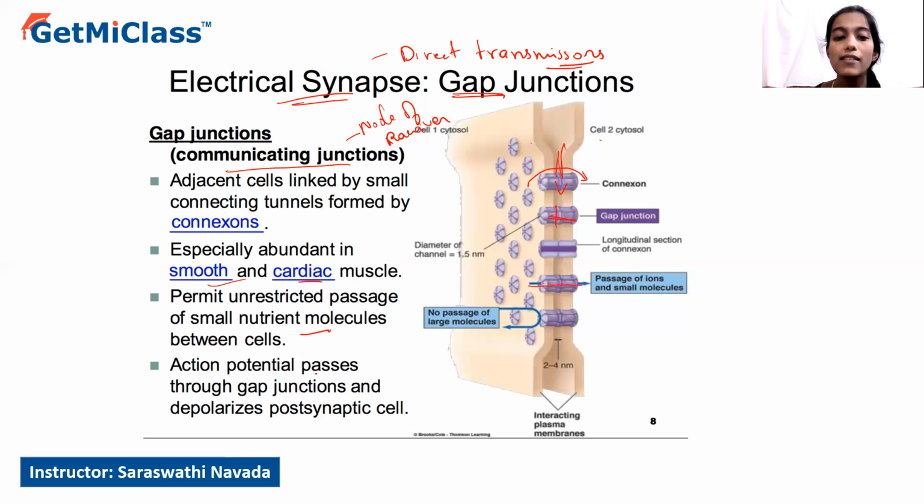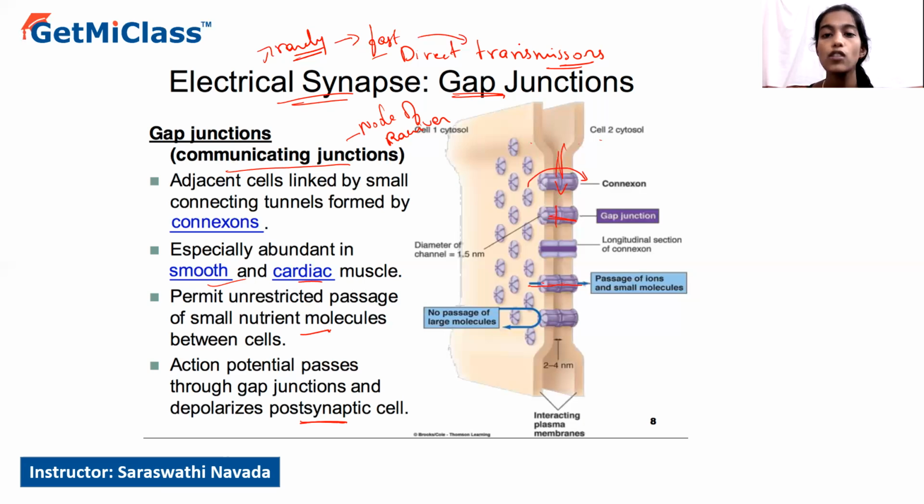The action potential passes through the gap junction and depolarizes the postsynaptic cell. So there are no neurotransmitters causing depolarization of the postsynaptic membrane here. That is regarding the electrical synapse, or direct transmission of the nerve impulse. These electrical synapses are rarely found, and they are involved in faster transmission of the nerve impulse compared to the chemical synapse, but they are rarely distributed in our body. So that is regarding the conduction as well as transmission of the nerve impulse.